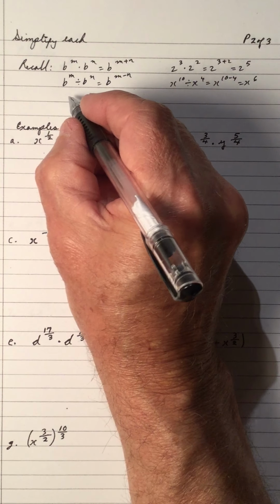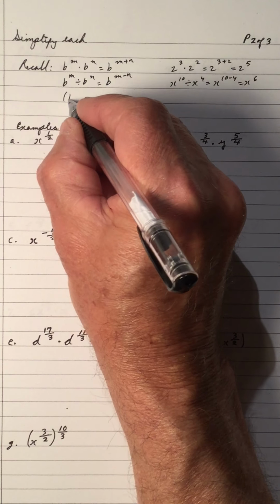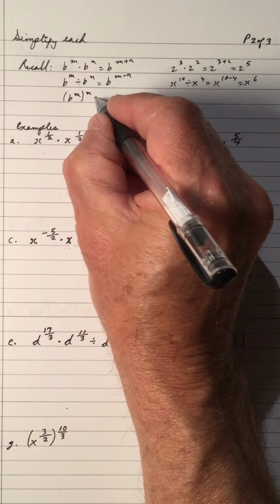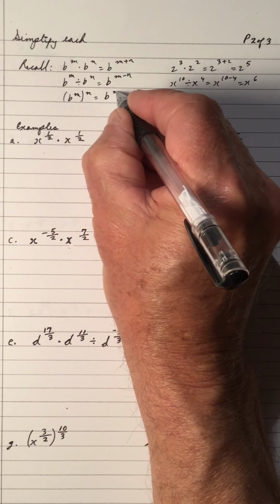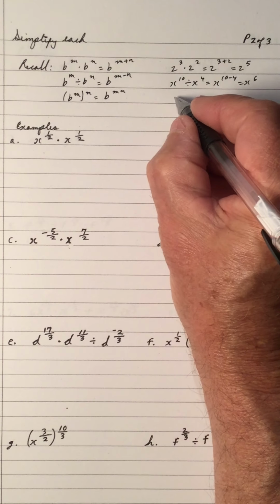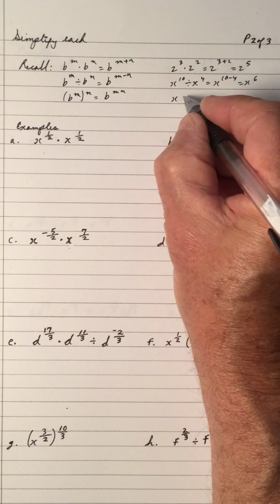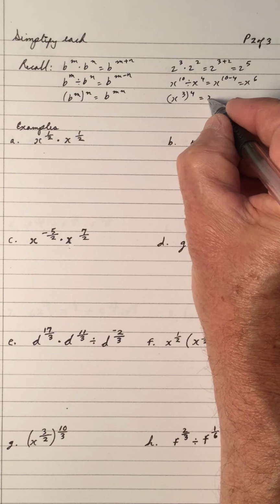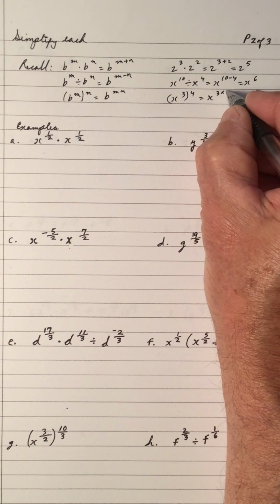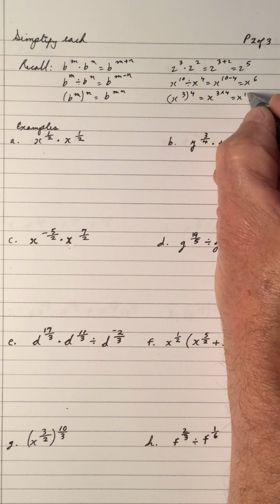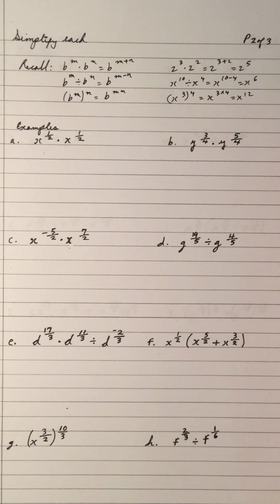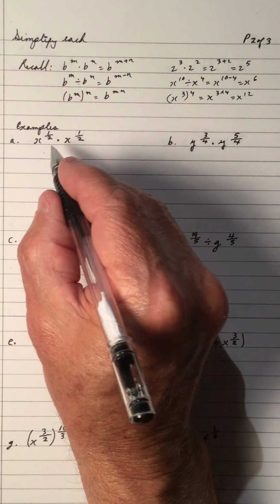And also the power rule, b to the m power raised to the n power, you multiply m times n. An example is x cubed to the 4th power is x to the 3 times 4, which is x to the 12th. So we're going to use those rules when we simplify with fractional exponents. So here we go.